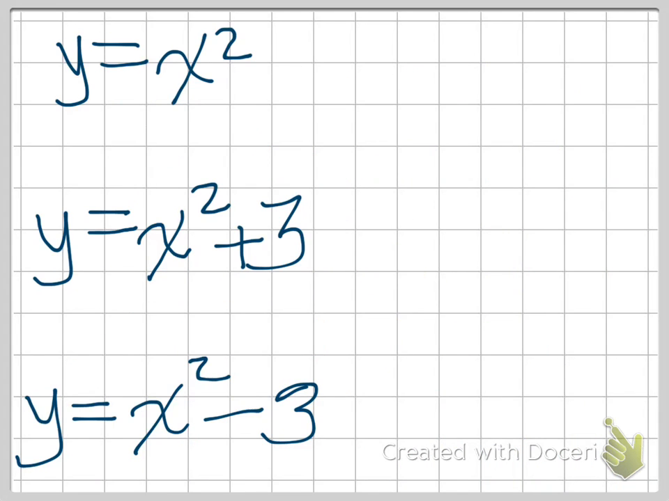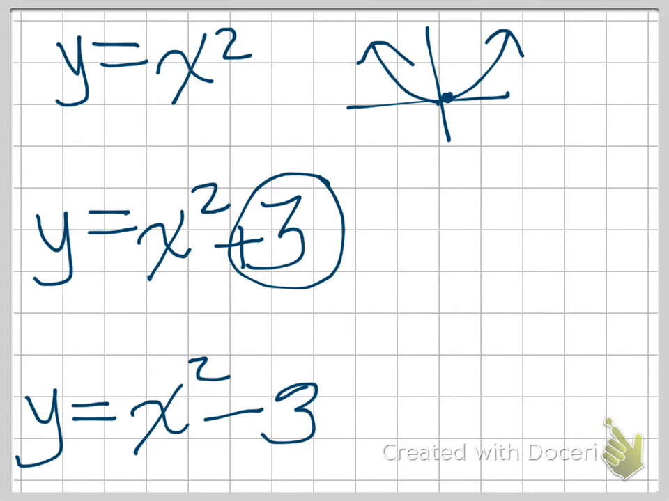So, let's take a look at y equals x squared. We know what that parent graph looks like. That's just a parabola, like that. Vertex at 0, 0. So what happens when we have y equals x squared plus 3? Well, that's just shifted 3 units up. So now my vertex is at 0, 3. Same thing, same width, same everything, except it's moved up 3 units.